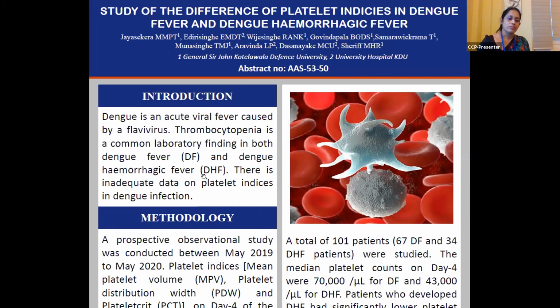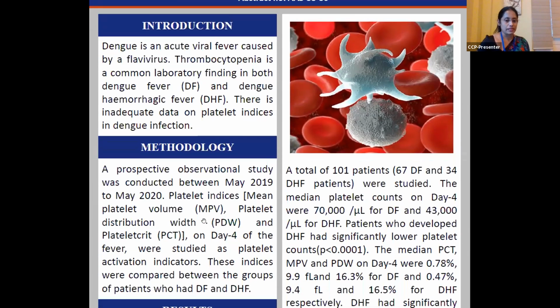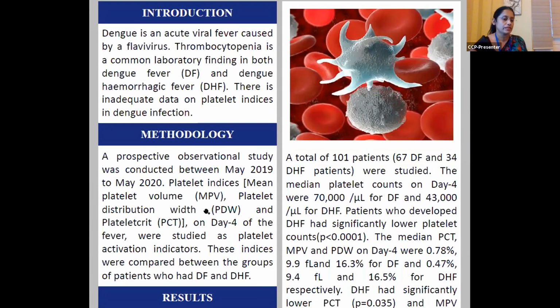So, a prospective observational study was conducted between May 2019 and May 2020. The platelet indices we used were mean platelet volume, platelet distribution width, and plateletcrit. On day 4 of the fever, we used them as platelet activation indicators. These indices were compared between the groups of patients who had dengue fever and dengue hemorrhagic fever. There were about 101 patients. Out of them, 67 had dengue fever and 34 had dengue hemorrhagic fever.